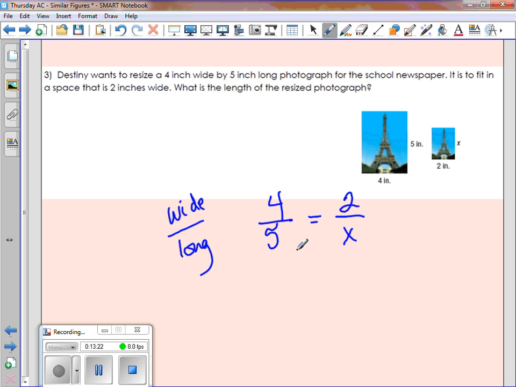Now we have our proportion set up. We're going to multiply across. 5 times 2 is 10. 10 divided by 4 is actually 2.5. So 2.5 inches. The other way to solve this, other than multiplying across and dividing, you could say 4 divided by 2 is 2, and 5 divided by 2 is 2.5. So 2.5 inches long for that photograph.